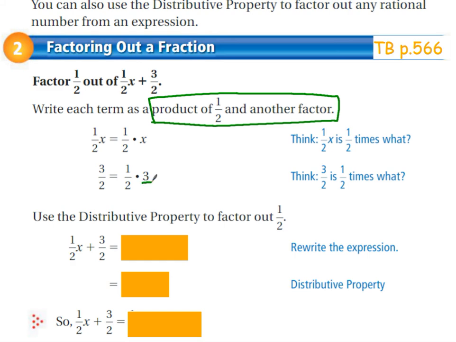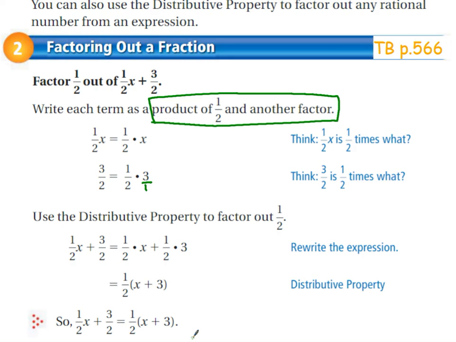Because if I put my 3 over a 1 and multiplied, I would be back to my original number of 3/2. Okay, so we have factored 1/2 out because I know 1/2 times x plus 1/2 times 3 gets me back to my original problem. So I put the half in front of a set of parentheses, and I'm left with x plus 3 in the parentheses. So that is my final answer for this problem.